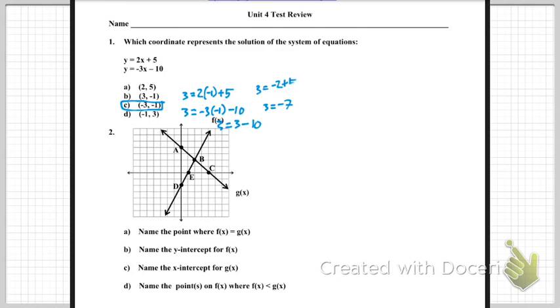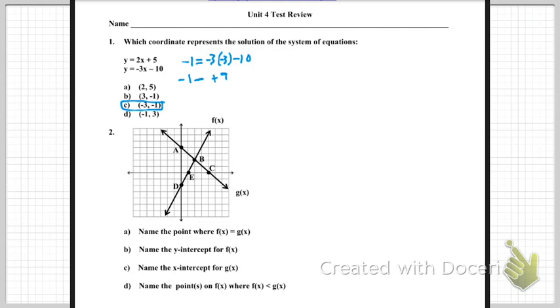It is C. My error was plugging it into the second equation here, so I got negative 1 equals negative 3 times 3 minus 10. This is where I made my error. Negative 3 times 3 is negative 9, but I was supposed to plug in negative 3. So that was my error. That should be a positive 9, which does equal negative 1 when you have 9 minus 10. So that answer is correct. It'd be C. Okay, for number 2.